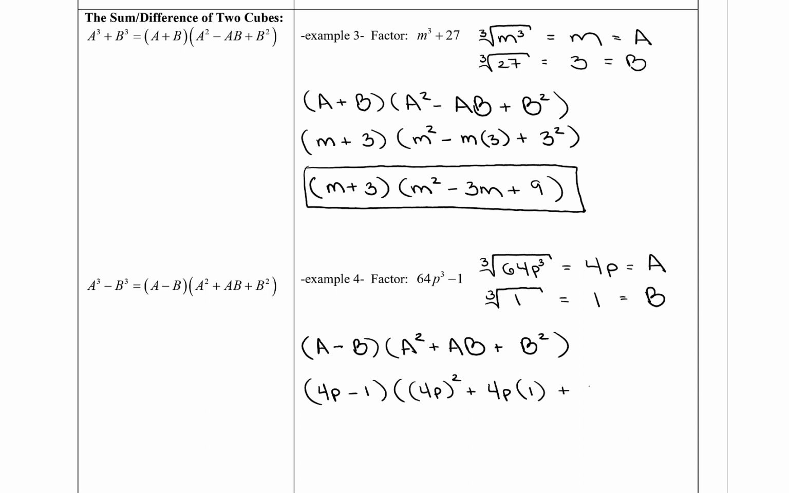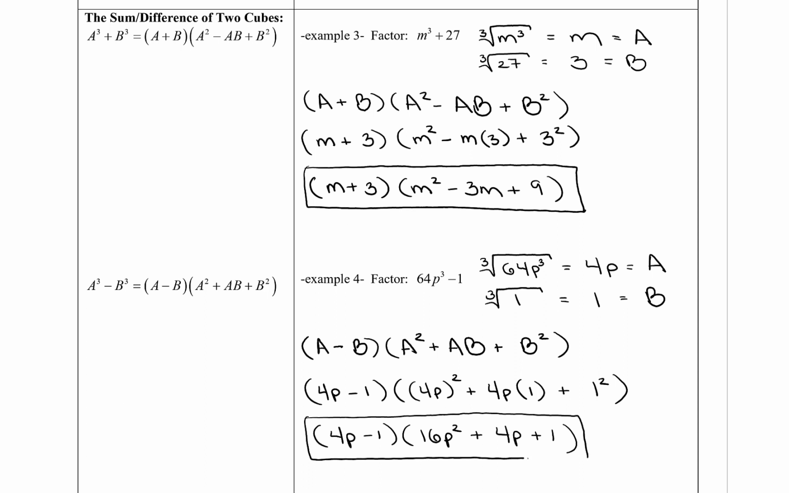Now let me simplify that trinomial a little bit more. We're still going to keep that first binomial the same, so 4p minus 1, and then we're going to multiply it with the trinomial 16p squared plus 4p plus 1. And close our parentheses there, and that's going to be our factors for the difference of two cubes. And we have boxed it in, so let's move on to the next example.